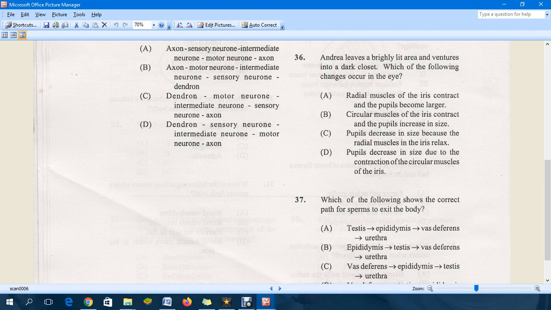Circular muscle of the iris contract and the pupil increases in size. Pupil decreases in size. No. So A is the correct answer for this one. The radial muscle contracts and the pupil gets larger.